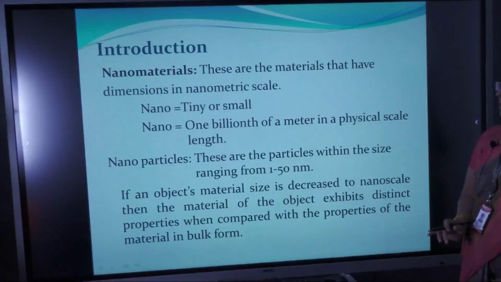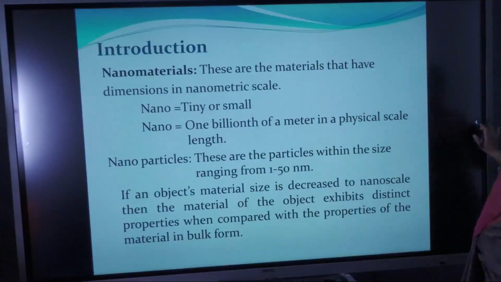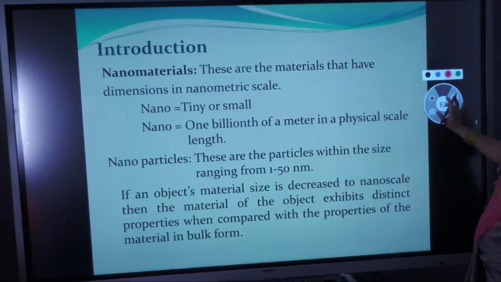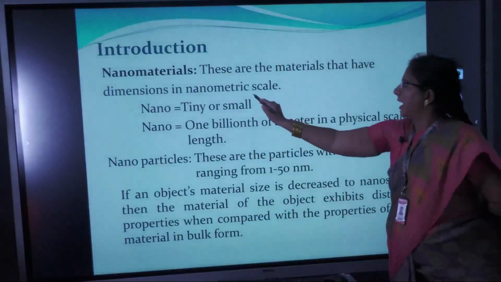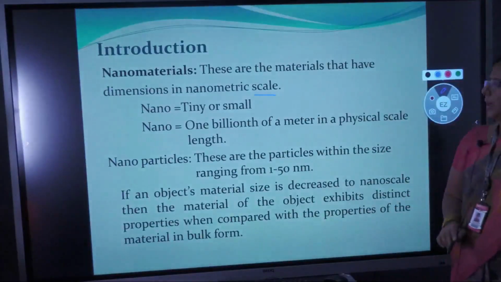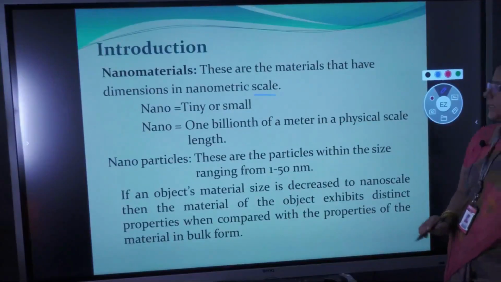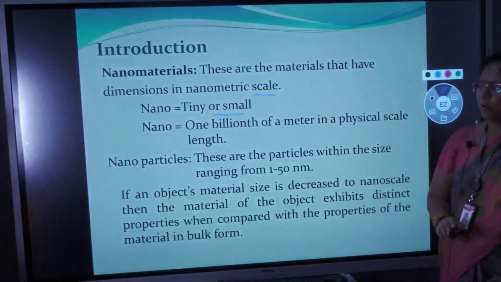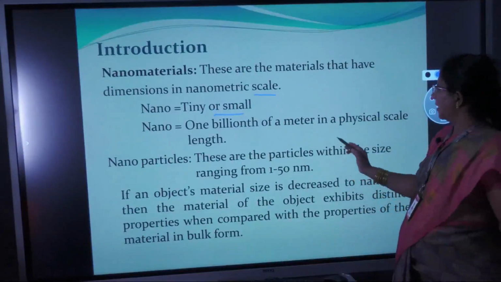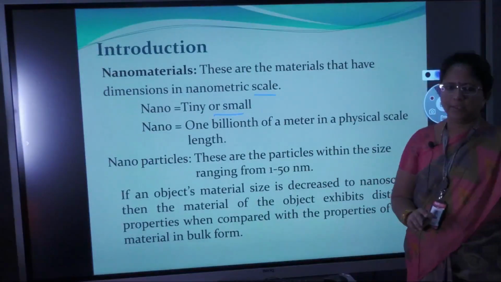Nanomaterials are the materials which have dimensions in the nanometric scale. As we all know, nano means a tiny or small particle. So nano means one billionth of a meter in physical scale or length.